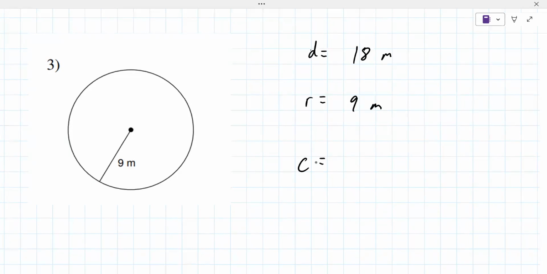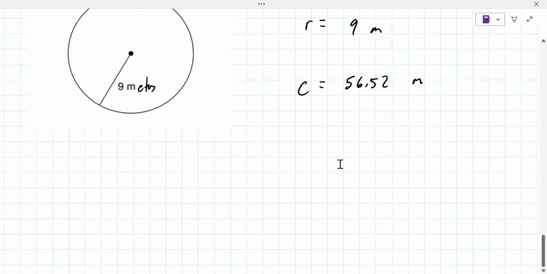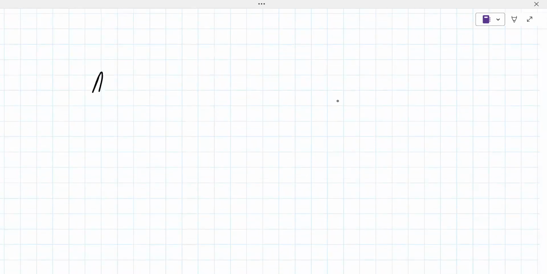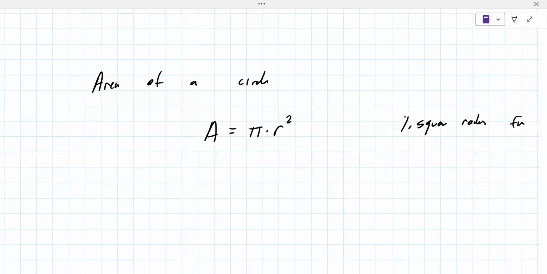Okay, M is for meters. Give me that number one more time for circumference. 56.52. Good. Okay. Now, one more formula here. The area of a circle is pi times radius squared. Which means you square the radius first. And then second, you multiply by 3.14.